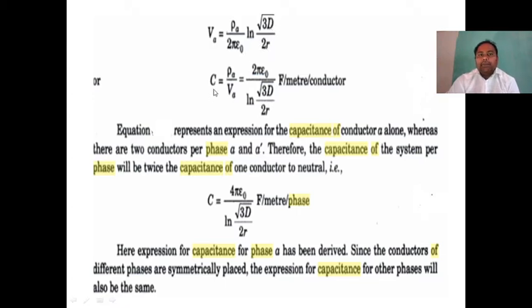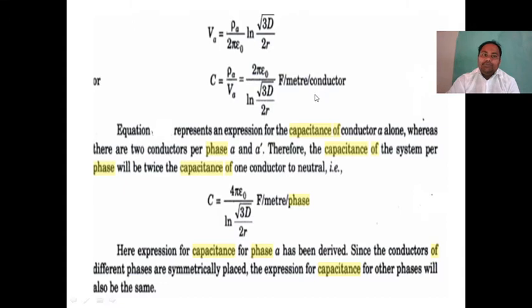But we know the capacitance C is the charge per unit voltage. Charge per unit voltage, so the charge gets cancelled. What we finally get is 2 pi epsilon naught by log root 3 D by 2r farad per meter per conductor. This is very important. This is the per conductor formula, only farad per meter per conductor.